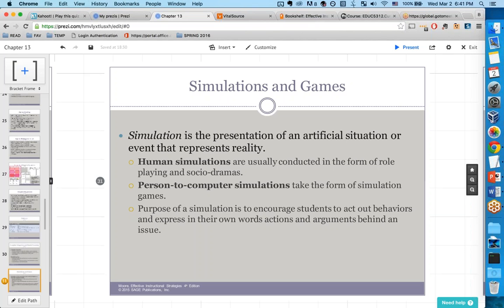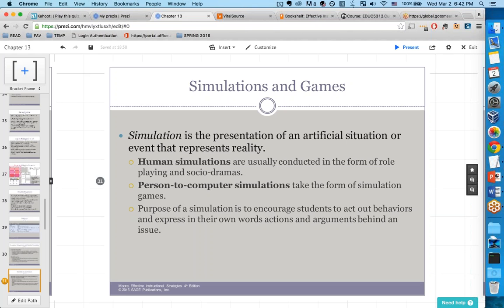So, for us, for example, we have no way of going to space. So I know there are some computer simulation programs where you can feel or see that you are in the space station and you can observe around. So this would be a computer simulation. But if you are using a role-playing or some sociodrama, this would be human simulation. So the purpose of simulations is to encourage students to act out behaviors and express in their own words actions and arguments behind an issue.